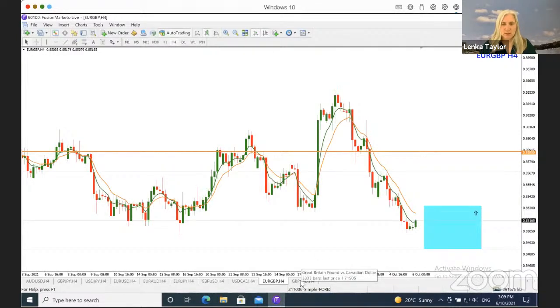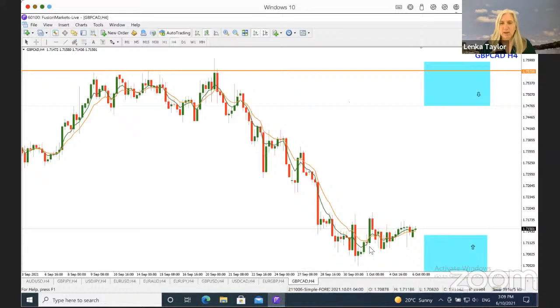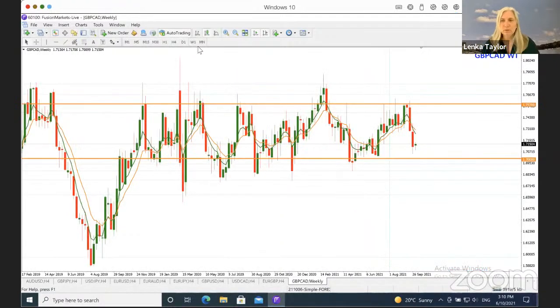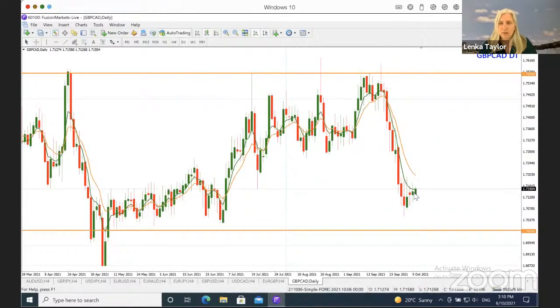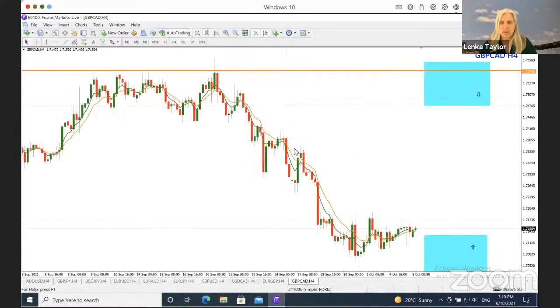Next currency pair I'm looking at is GBPCAD. In GBPCAD at the moment, I'm looking for long. So looking at this as the ranging market between the two ranges here, 1.7 and 1.757. So looking at long. At the moment, there could possibly be further price movement downwards or just sideways. So let's wait and see.